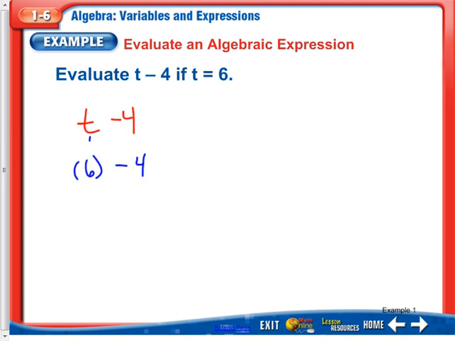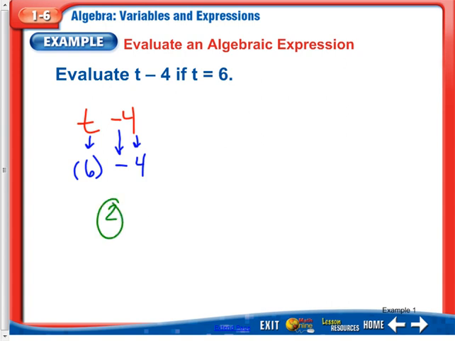Notice how I'm keeping everything lined up. The substitution comes straight down, the subtraction comes straight down, the number comes straight down. Now we can actually solve the problem using order of operations. So 6 minus 4 is 2, and that's our answer.